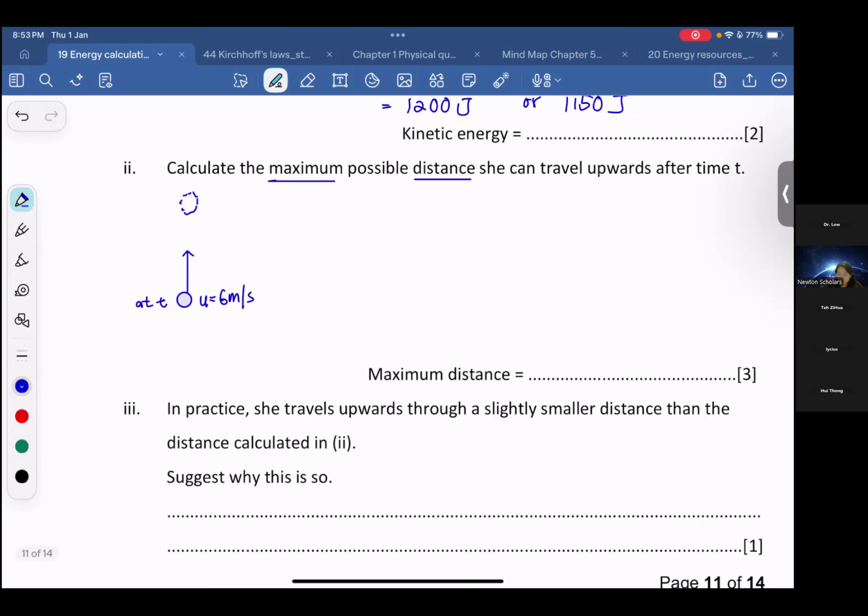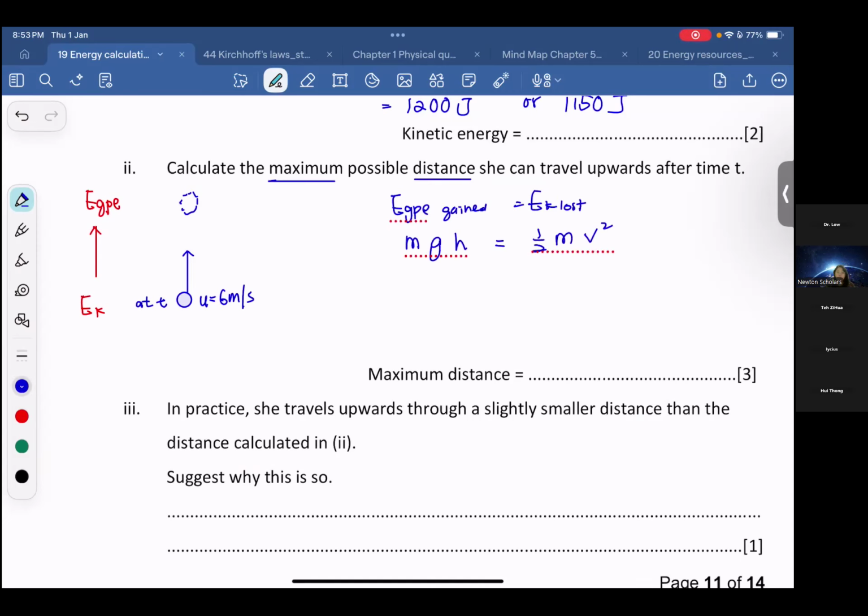If using conservation of energy, starting here is kinetic energy, and this one is GPE. So it does a conversion. Kinetic energy will be lost and then converted to the GPE. Yes, Crystal, correct. So the energy of GPE gained is from the kinetic energy that it lost. So mgh equals to 1 over 2 mv squared.